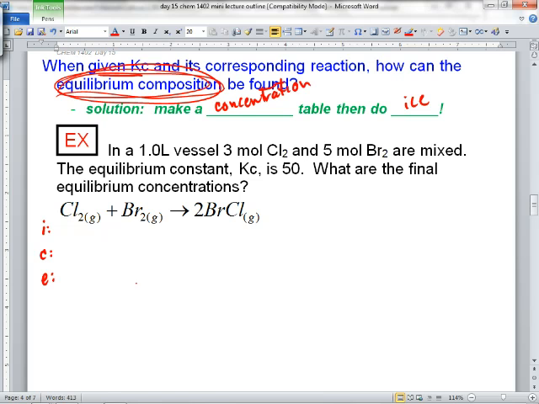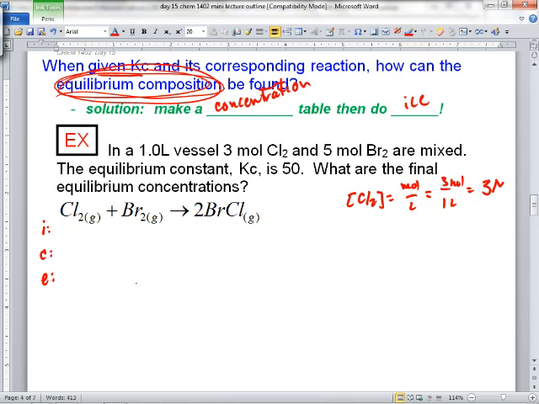So, Pablo, what are you going to put in? Remember, what type of table do you want to make? Big M table. So, yeah, did you hear him? Got to divide the moles by the liters. How many moles of chlorine? 3. And there's just 1 liter, so it is just 3.